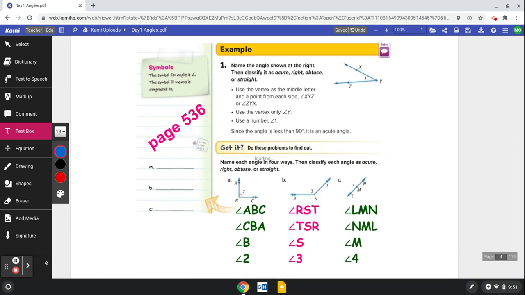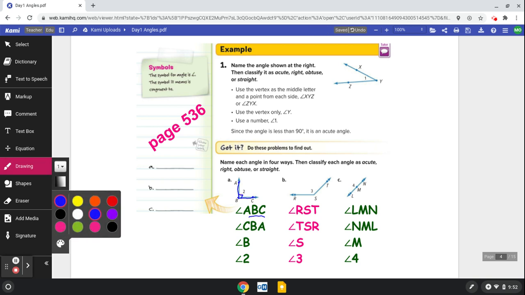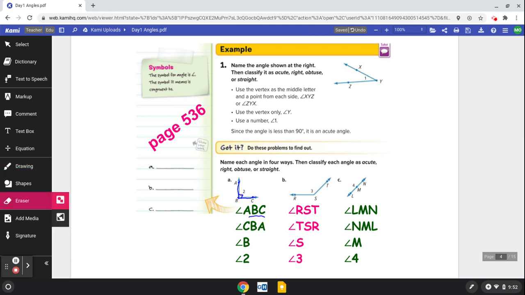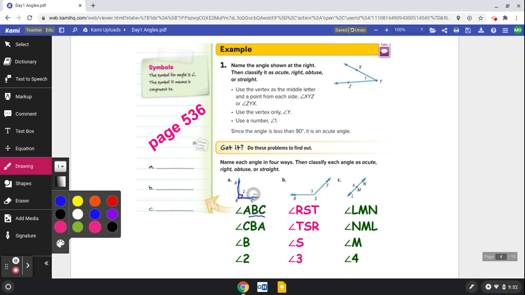In our book, they talk about how we can name and classify our angles. Okay, so ways that you can name this angle, they always have capital letters at each of our ends. You can go in order, and that's where we get our angle A, B, and C. You can go the opposite direction, going C, B, and A. Going this way is how we get our C, B, and A.